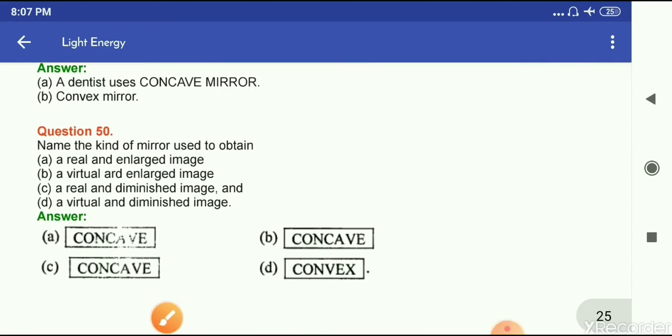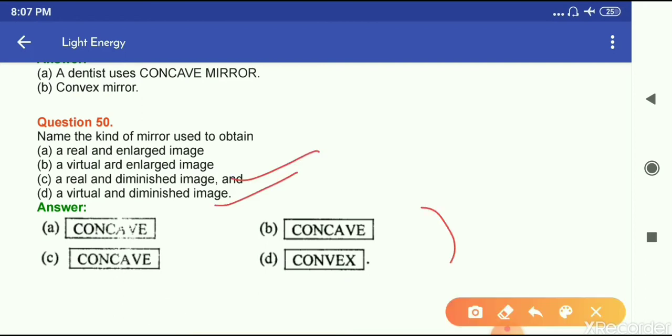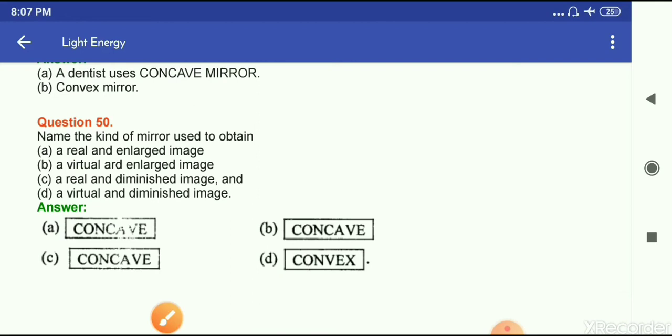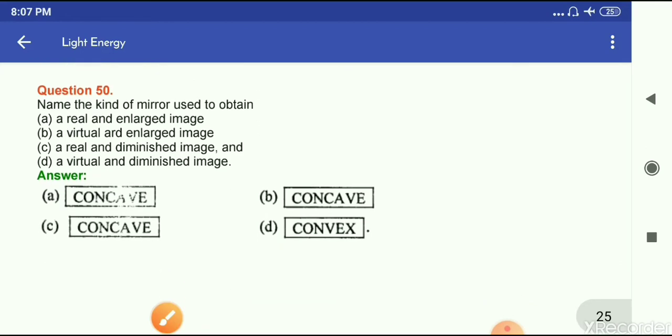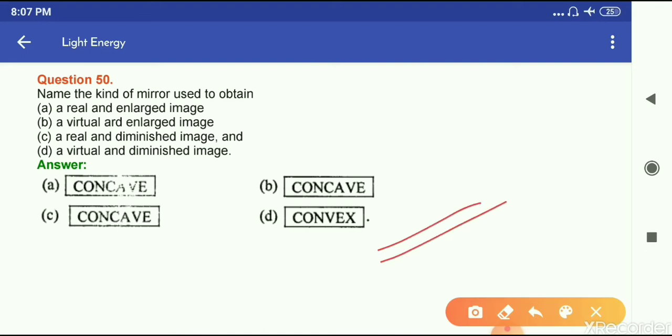Now the last question, number 50. Name the kind of mirror used to obtain a real and enlarged image, virtual and enlarged image, real and diminished image, and virtual and diminished image. So these are the answers for this question. Now the question answers of lesson number 5 are completed.